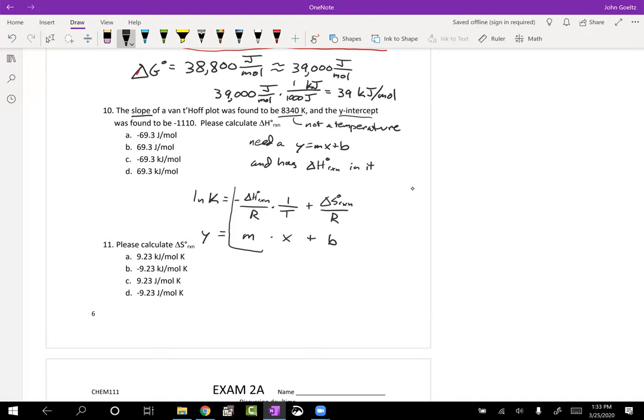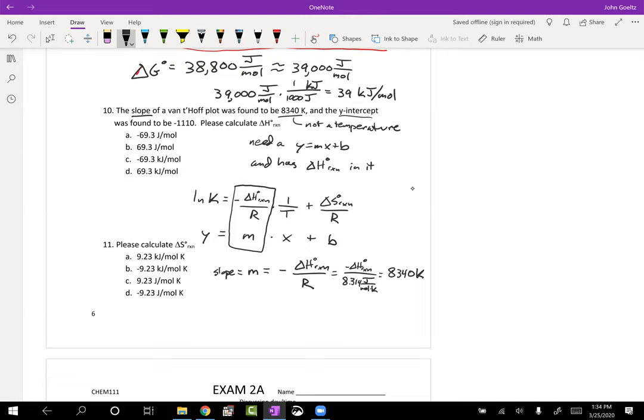And draw the connection that m is the slope, and that equals numerically negative delta H reaction over R. That equals negative delta H reaction, which I don't know yet, that's what I want, over gas constant 8.314 joules per mole Kelvin. And I was given a number that equals 8340 Kelvin.